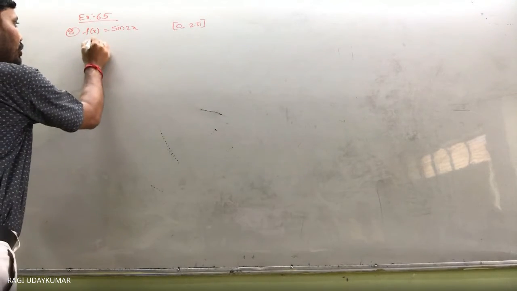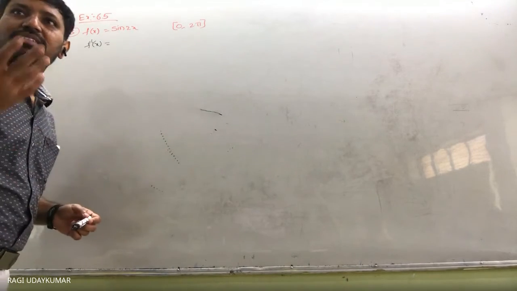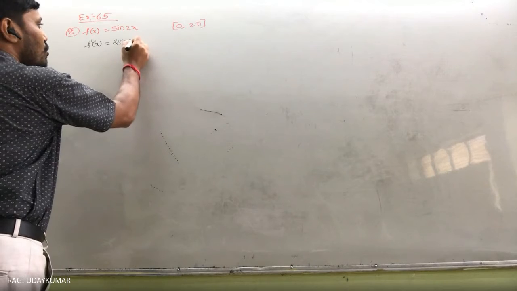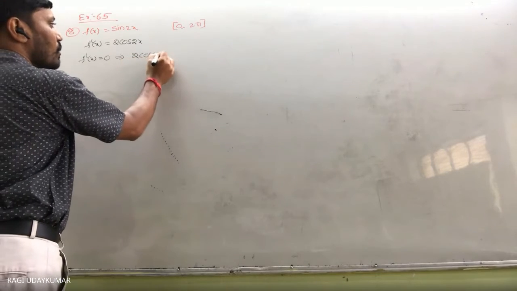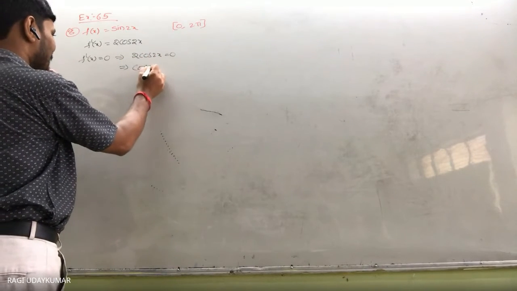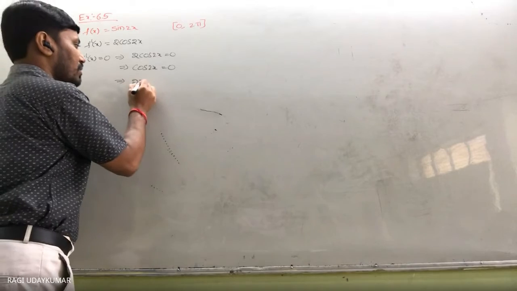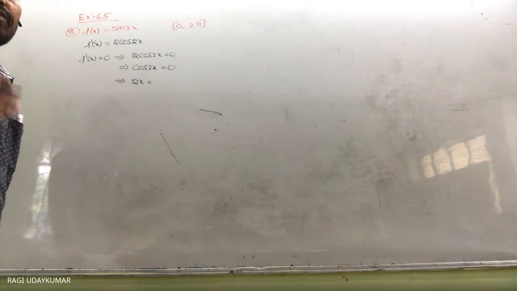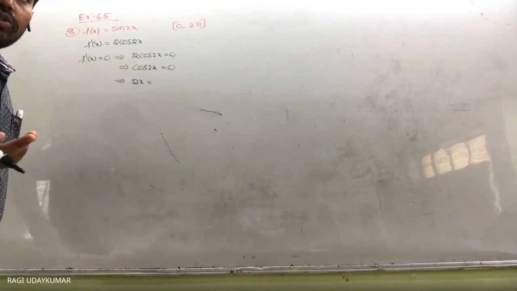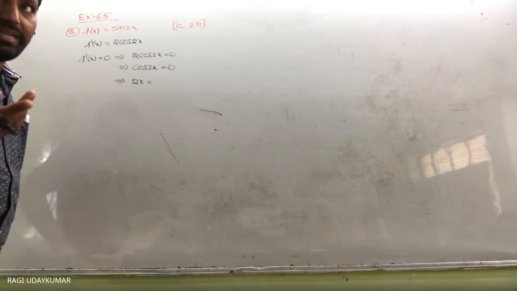f dash of x is the derivative of sin 2x, which is 2 cos 2x. So f dash of x is equal to 0 implies 2 cos 2x is equal to 0. From this, cos 2x is equal to 0, which means what will the 2x value be? Take up to 2 pi. For x between 0 and 2 pi, the 2x value lies between 0 and 4 pi.